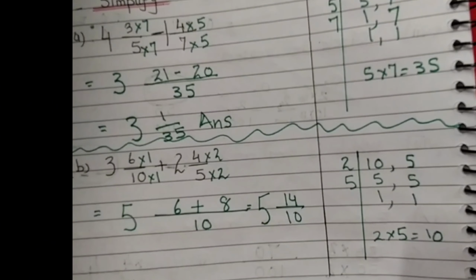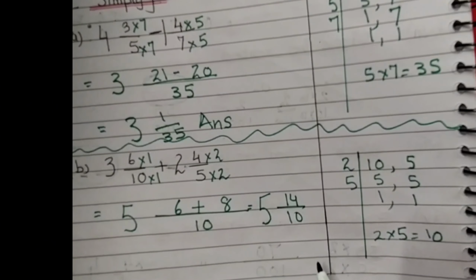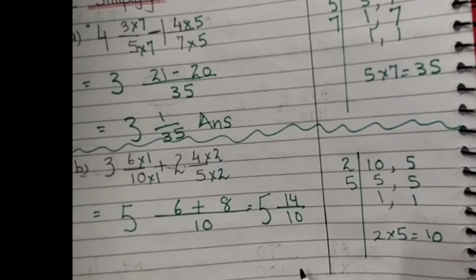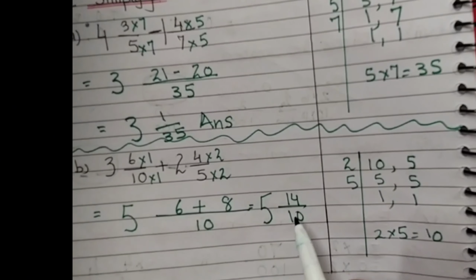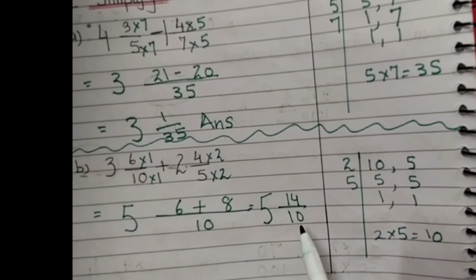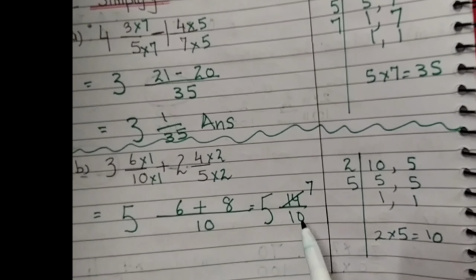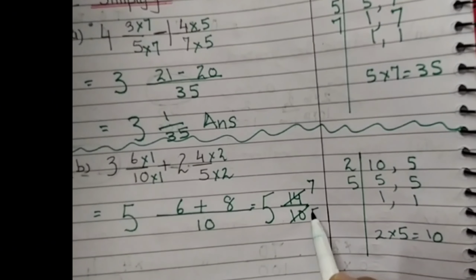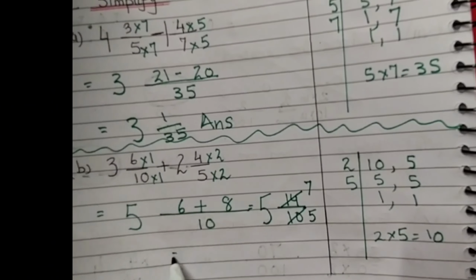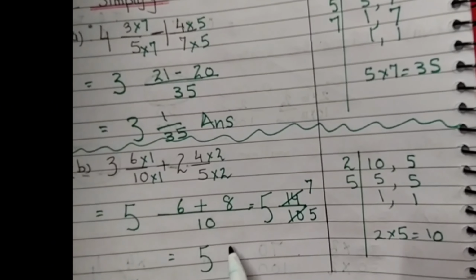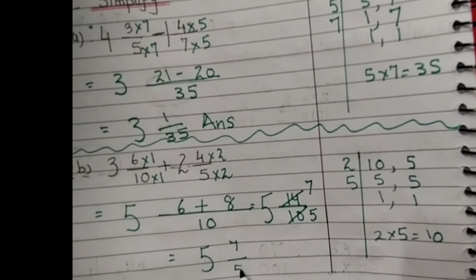Alright, your answer is right. But do you think it can be simplified further? Yes, it can be simplified further. How? Both these numbers, 14 and 10, are coming in which times table? 2 times table. So 2 times 7 is 14, and 2 times 5 is 10. 5 whole 7 upon 5.